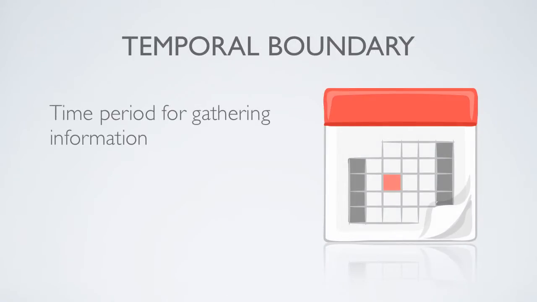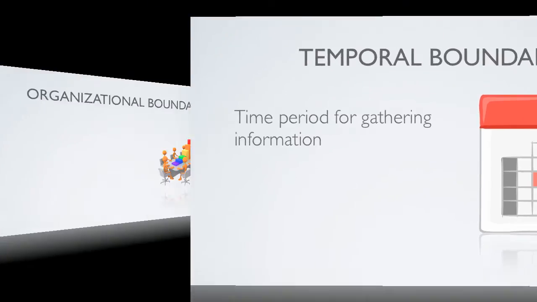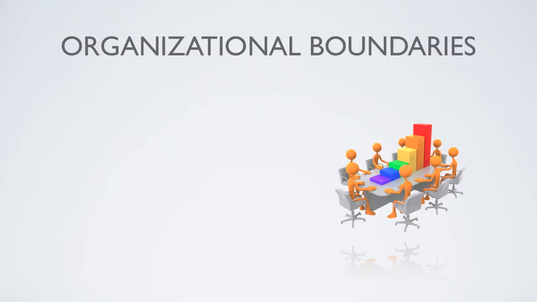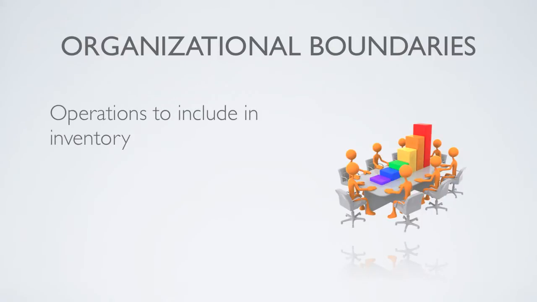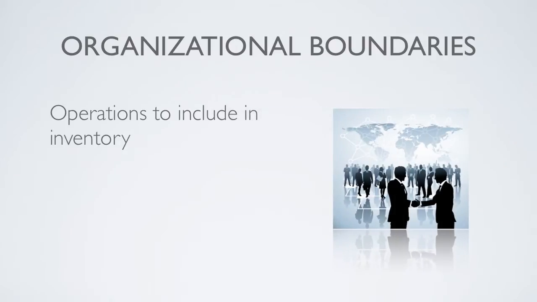First, the company must decide for which time period it is gathering information. Is the company creating a GHG inventory for a calendar year, a fiscal year, or perhaps another time period? This is known as a temporal boundary. Next, the company must decide which of its operations will be part of the inventory, such as subsidiaries, joint ventures, partnerships, franchises, or other operations. This part is called setting the organizational boundary.